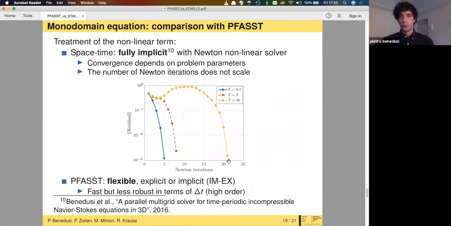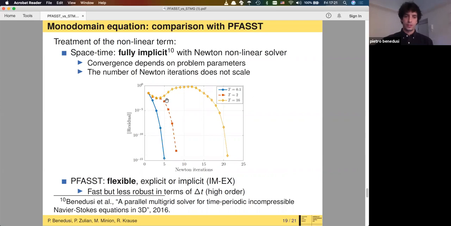Now, if we go to the nonlinear problem, the monodomain, this is where it really gets different, because for the space-time approach, you are solving a fully implicit problem with Newton as nonlinear solver, and this forces you to have a lot of overhead. For example, we have Newton iterations that do not scale, so if you increase the number of processors, you don't get fewer Newton iterations. Also, the Newton iteration depends a lot on problem parameters and on the initial guess.